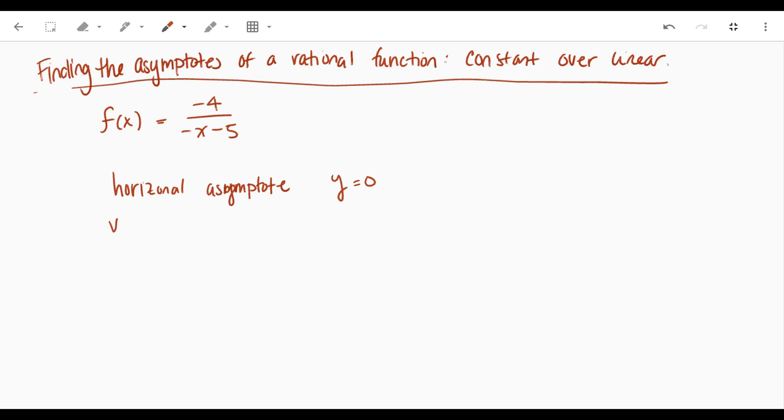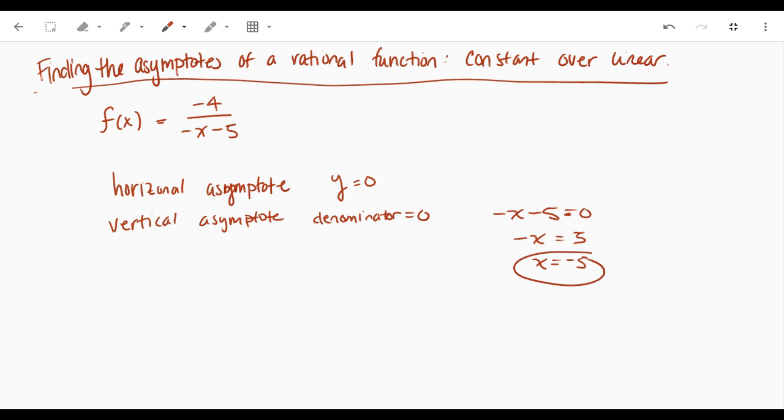Okay, your vertical asymptote is whatever makes the denominator 0. So -x minus 5 equals 0. So -x equals 5. So x equals -5. That's it. Okay. So for all of these problems, that's what you're going to do. The horizontal asymptote will always be y equals 0. The vertical asymptote, just take the denominator, set it equal to 0, and solve. Okay. That's a pretty straightforward one.